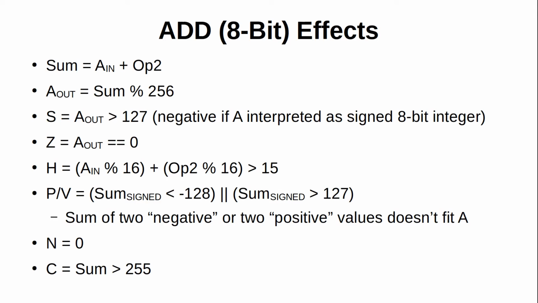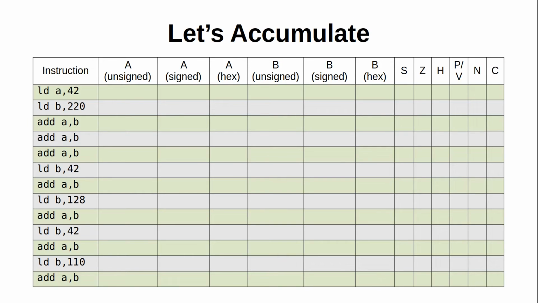So that's a lot to keep track of, but generally you will only care about 1 or 2 of these flags, depending on what you need to do. To better illustrate all of these effects, let's take a look at some simple code. In the far left column, we see a sequence of instructions, just a bunch of loads and adds with A and B. For each instruction, we'll track what values are in A and B and the states of all the flags.